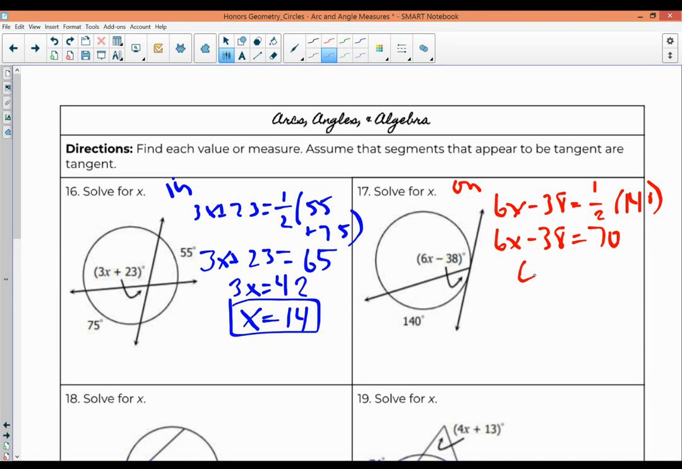Two-step equation, 6x equals 108. Divide both sides by x. Nope, divide both sides by 6 to get x. X equals 18, and we're looking to solve for x.